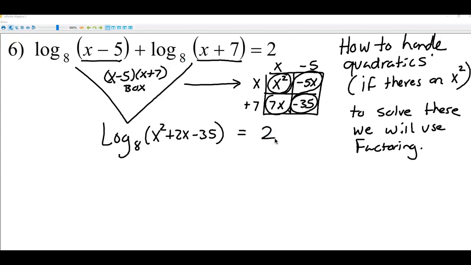You might not have to do the box. It just depends. If you have two binomials like this, you'd have to do the box. But if you have a monomial and a binomial, you just distribute like we did last time. But you could end up having to do the box there.